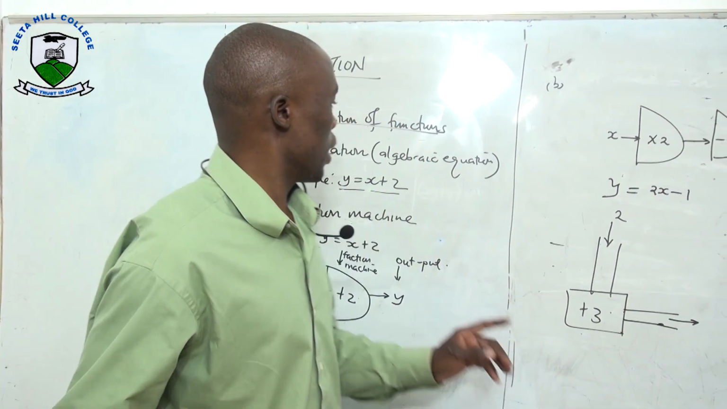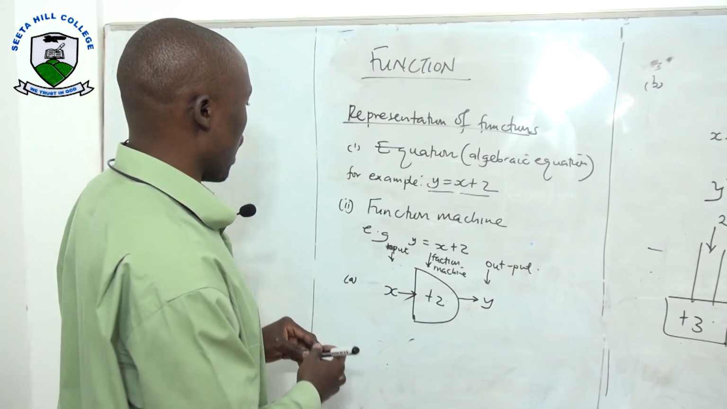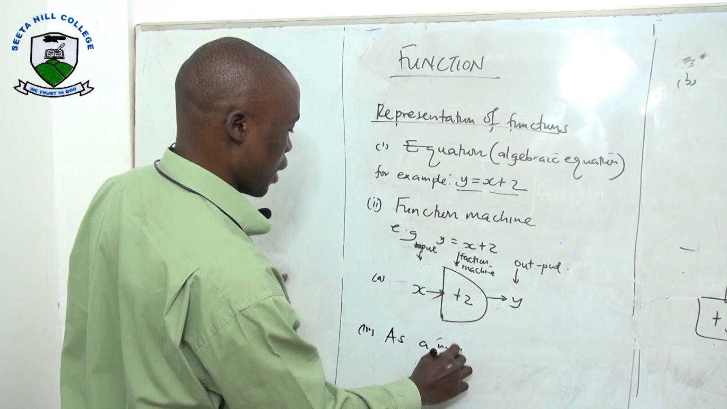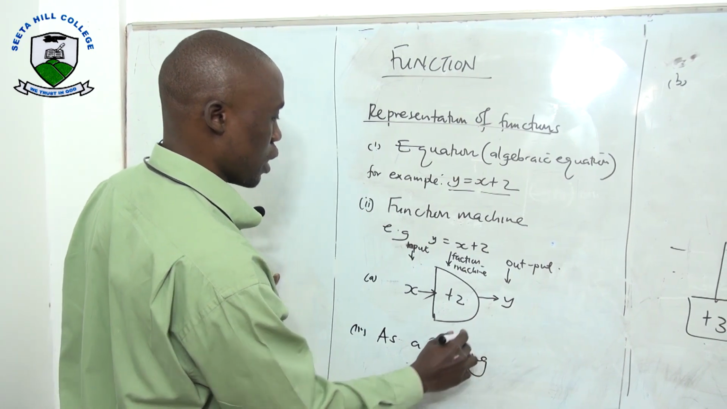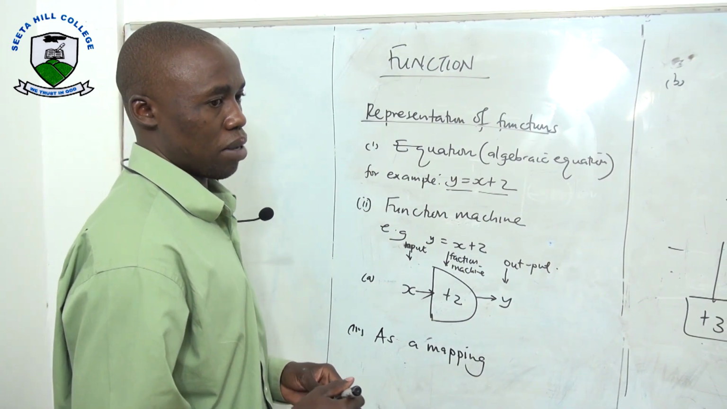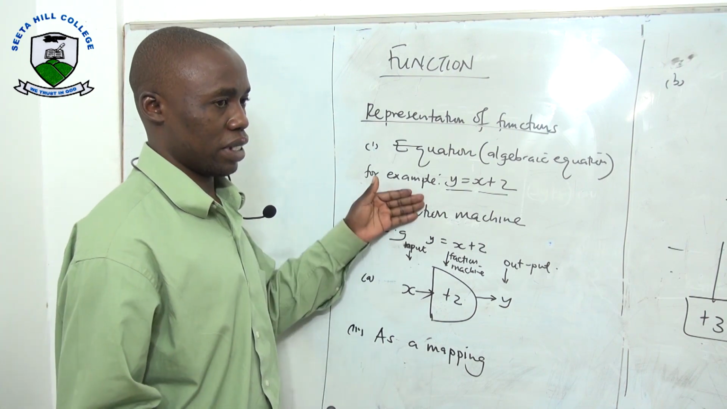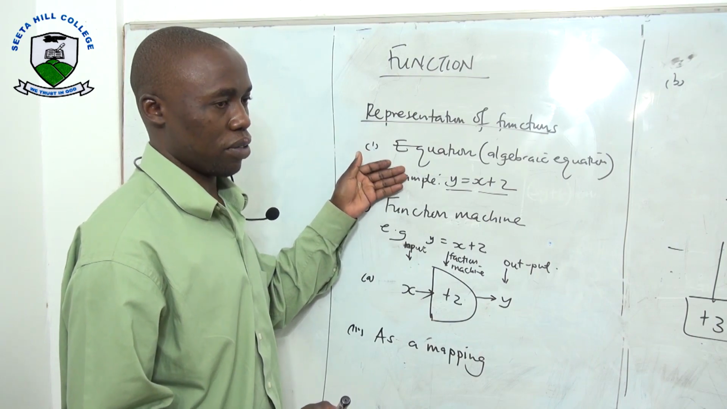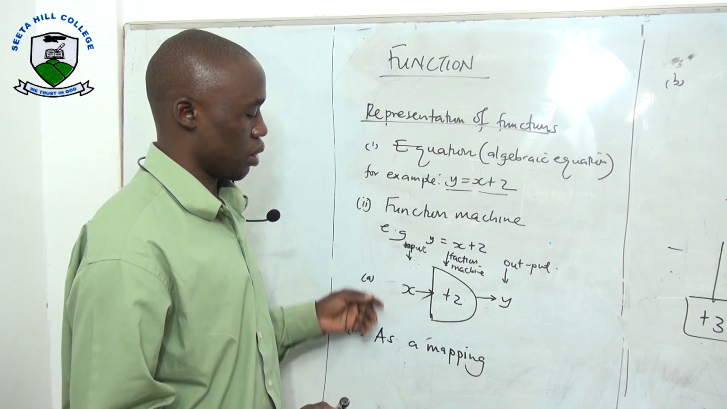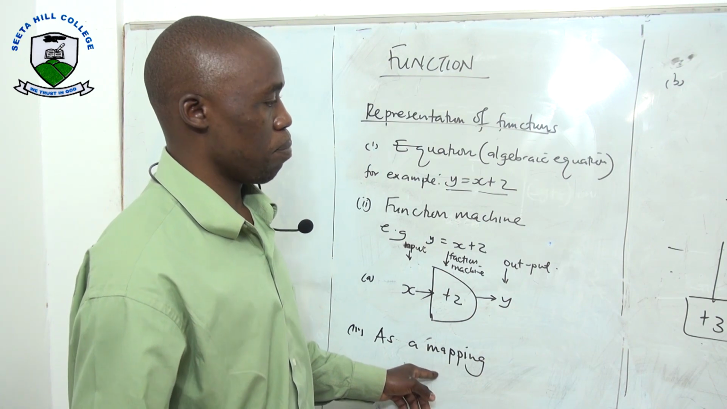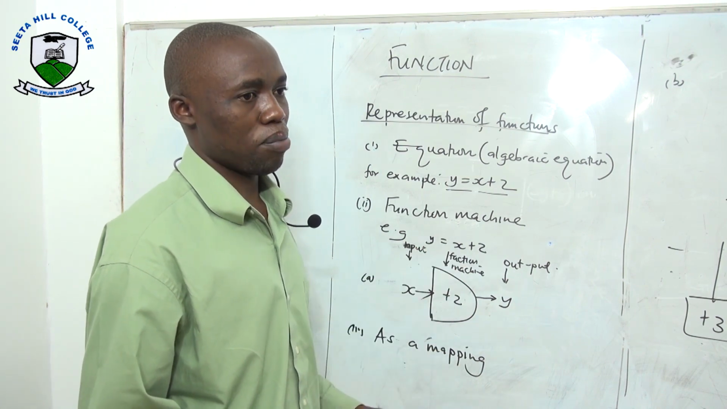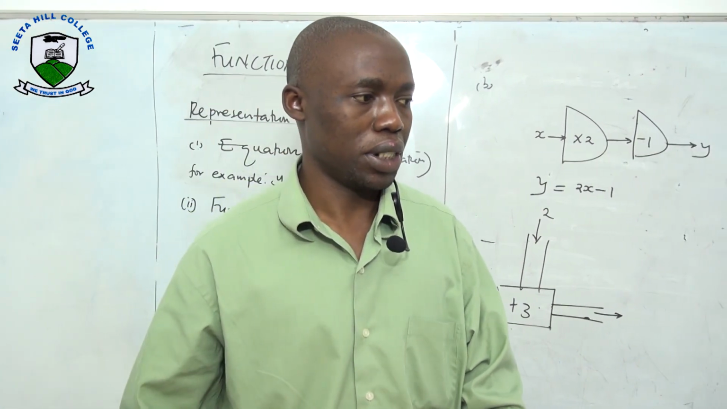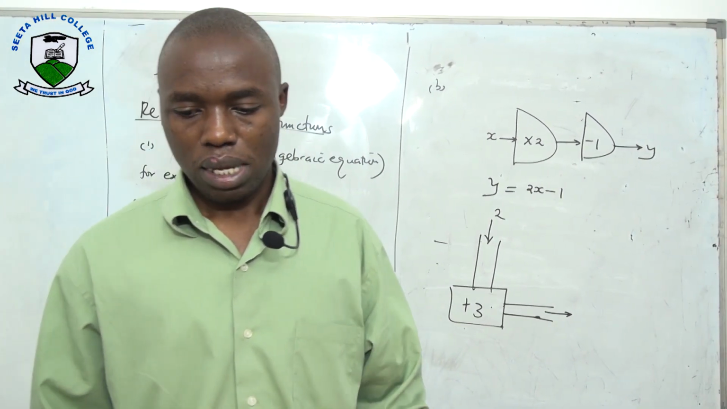Now we said it can be represented in 3 ways, now as a mapping. It can be an equation, a function machine, or a mapping. We shall see in the example how it is written.